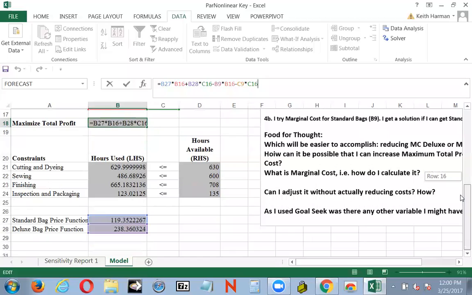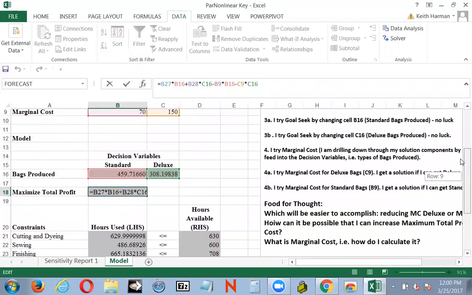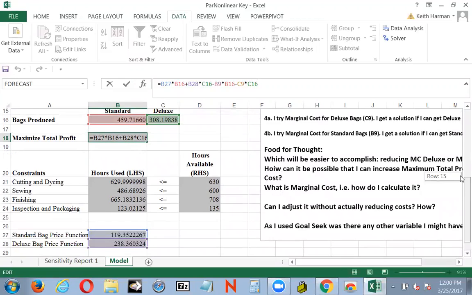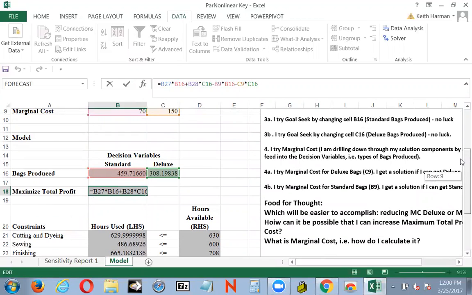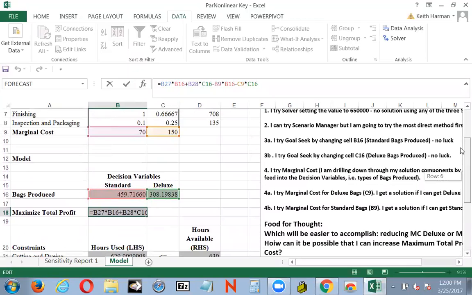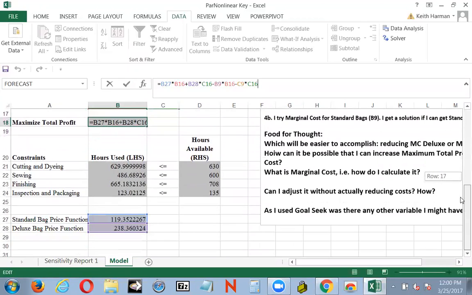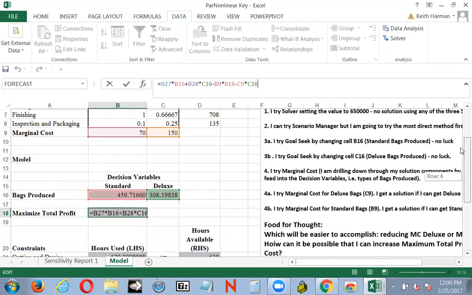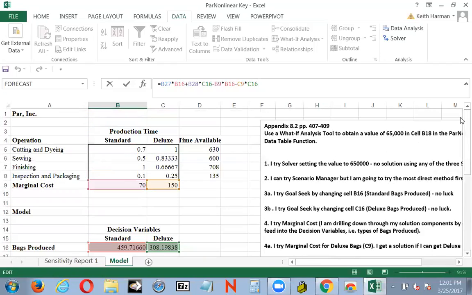So here we have the standard, and so that maximum total profit equals B27, which is the price for standard bags, times the bags produced, minus, pardon, B28, which is the deluxe bag price function, times C16, which is going to be the deluxe bags produced, minus B9, which is the marginal cost, times C16.